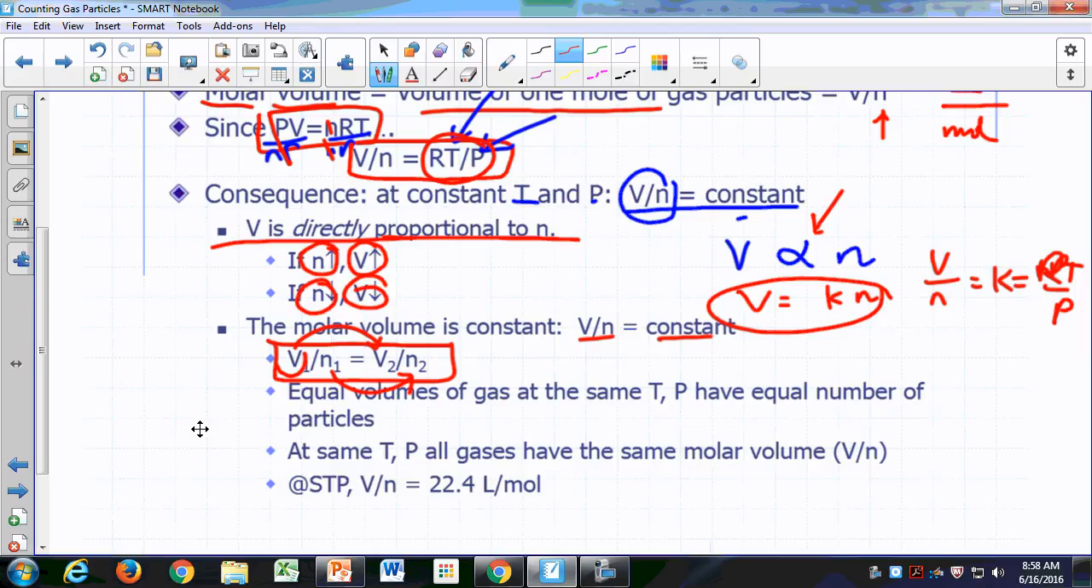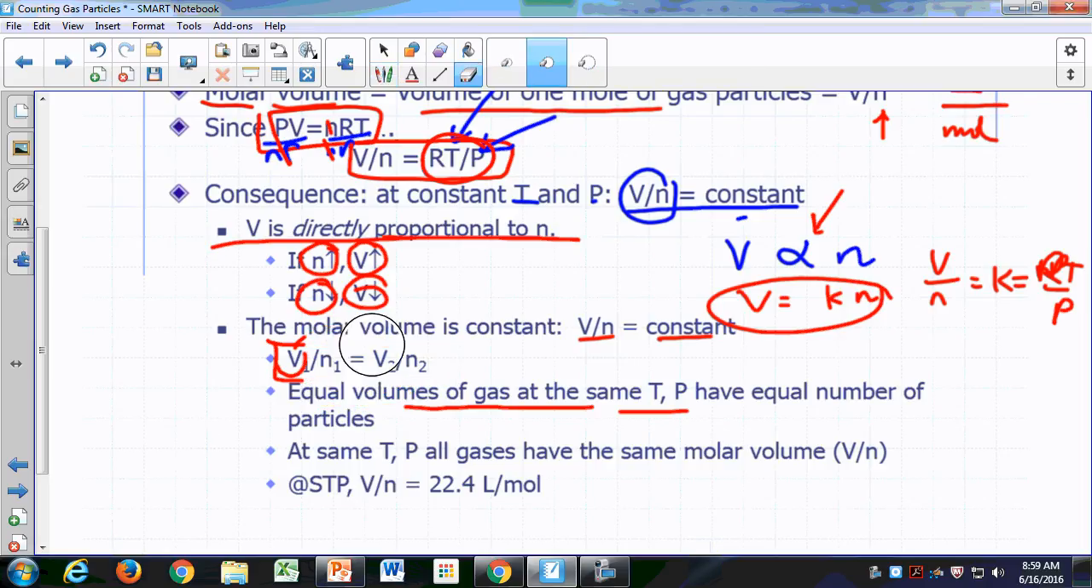Another consequence of this is that if you have equal volumes of gas at the same temperature and pressure, then they have to have an equal number of particles. So if V1 is equal to V2, then n1 must be the same as n2, provided, like I said, that your gas samples are at the same temperature.